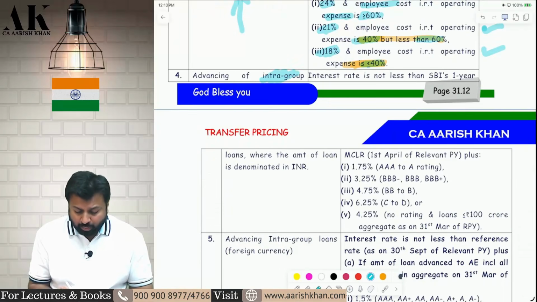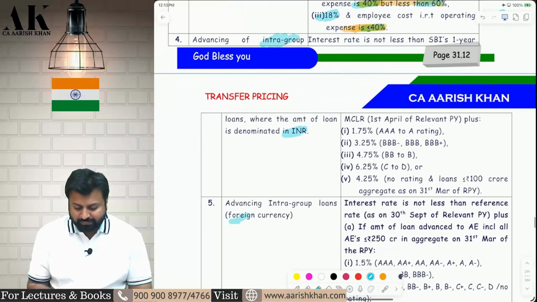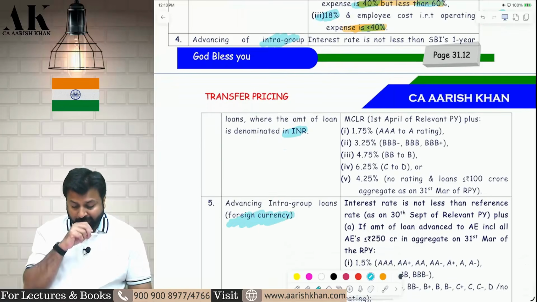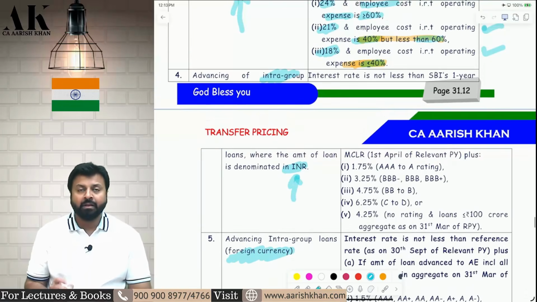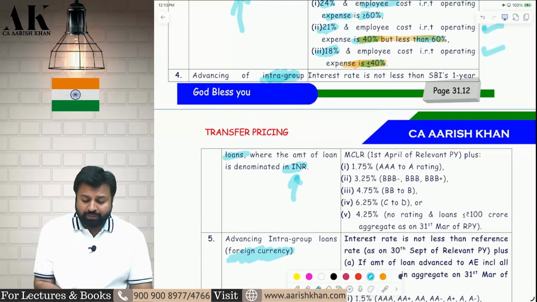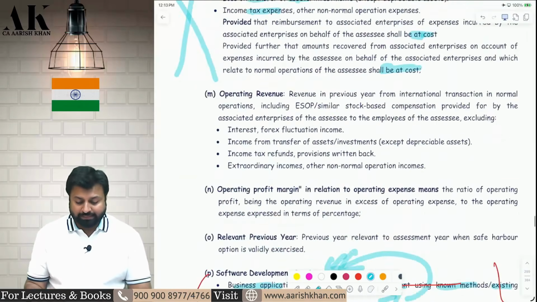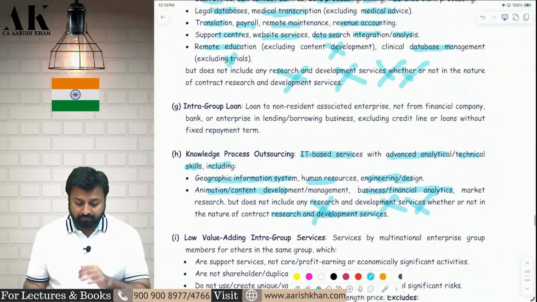Now, next one, very important. Advancing of intra-group loan in Indian currency, and the next one after that, advancing of intra-group loan in foreign currency. Let's talk about Indian currency first. But before that, let's try to understand what you mean by intra-group loans. This is a very important definition for us.